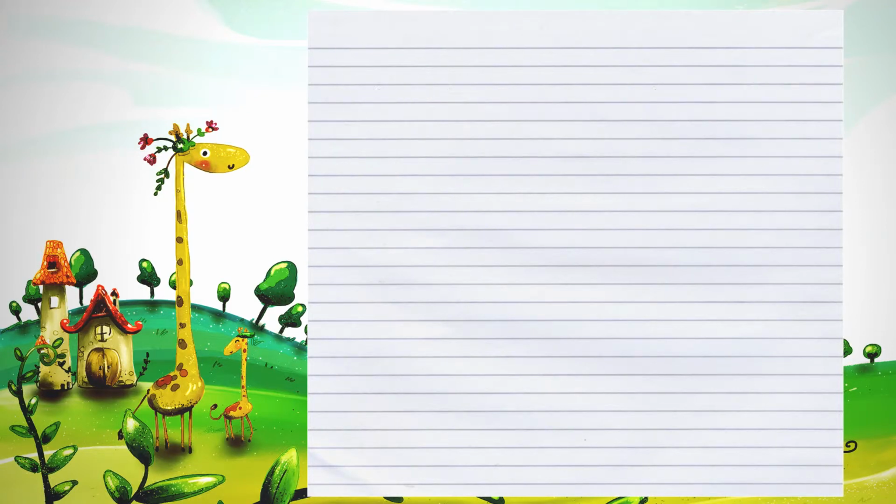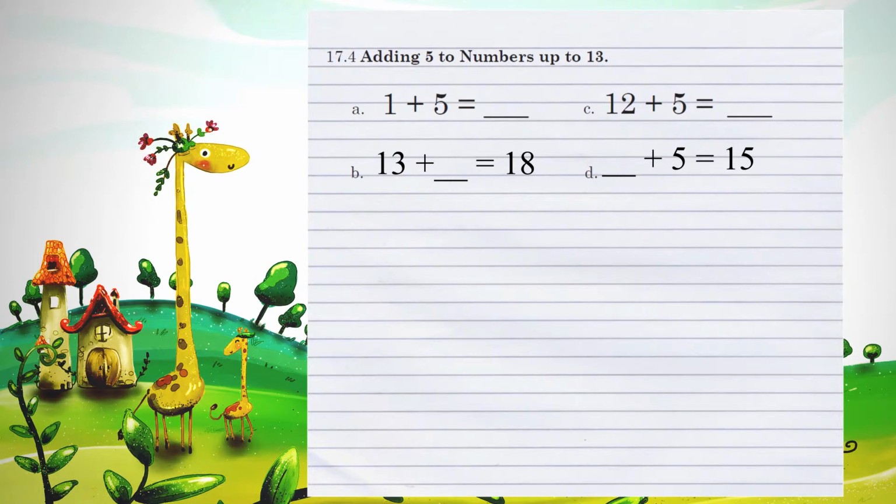Unit 17.4, adding 5 to numbers up to 13. 1 plus 5. 5 positions over from 1 is 6. Let's look at example B. 13 plus what number equals 18? We can also just look at the ones position here. To get from 3 to 8, we would have to move 5 times. So 13 plus 5 equals 18.